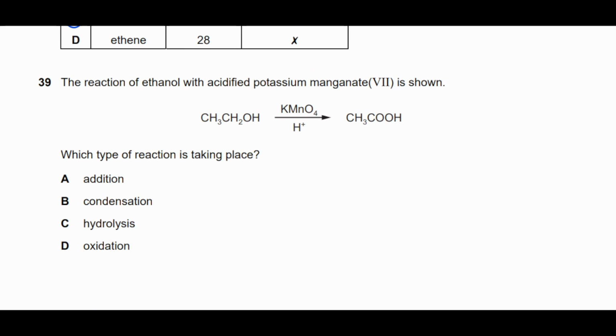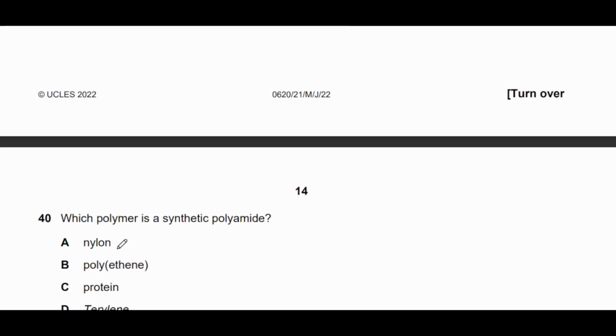The reaction of ethanol with acidified potassium manganate is shown. What type of reaction is taking place? Okay, whenever you're using this, it will always be oxidation. Every time you use acidified potassium manganate, it will always be oxidation.